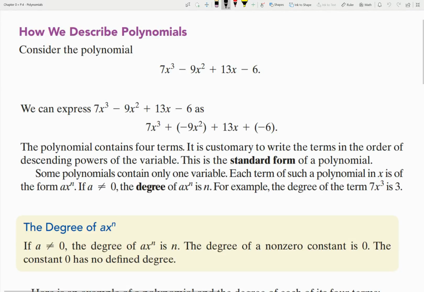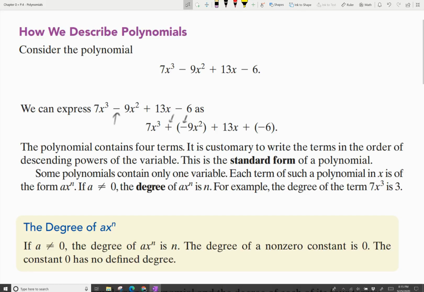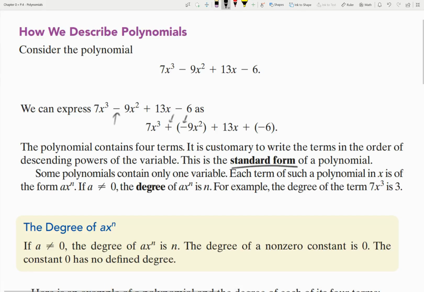So let's consider this first polynomial, 7x to the third minus 9x squared plus 13x minus 6. We can express that as the sum of the four different terms. We can just change the subtraction to adding a negative number. It's customary to write the terms in order of descending powers of the variable. That is called the standard form of a polynomial.